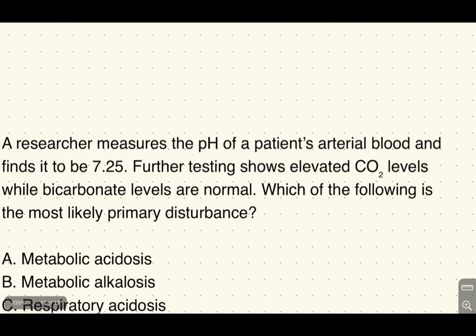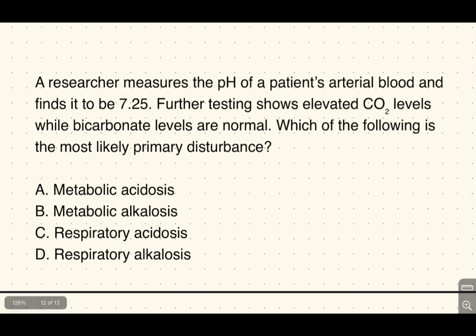Okay, so let's answer a question. A researcher measures the pH of a patient's arterial blood and finds it to be 7.25. Further testing shows elevated CO2 levels while bicarbonate levels are normal. Which of the following is the most likely primary disturbance? Okay, so the key phrases here are elevated CO2 levels and bicarbonate levels are normal.